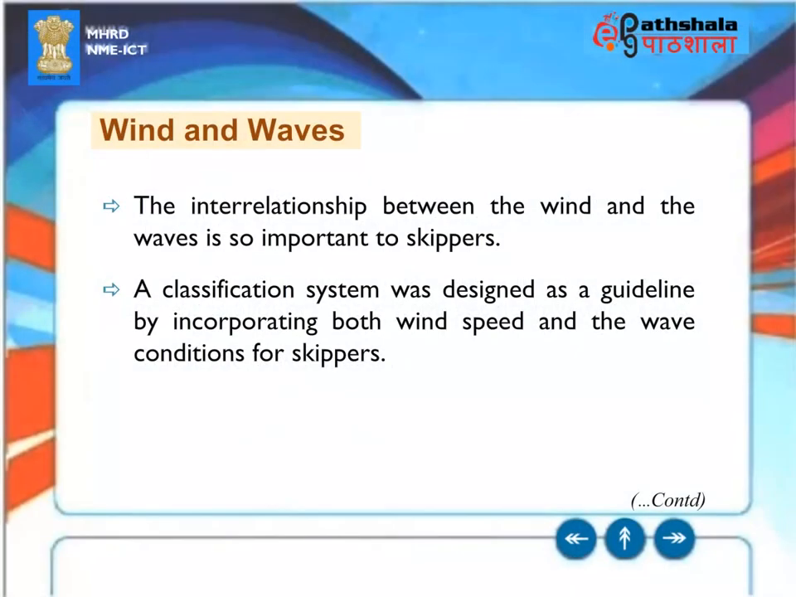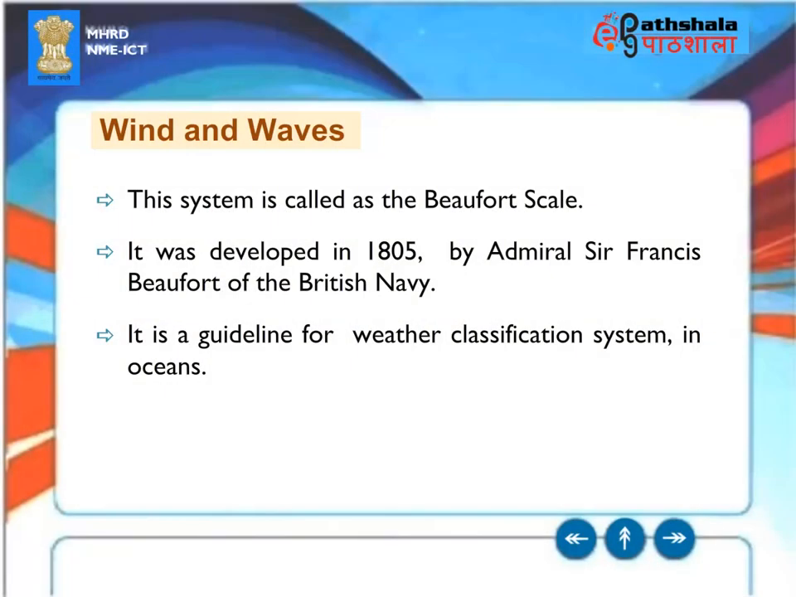Wind and waves. The interrelationship between the wind and the waves is very important to skippers. A classification system was designed as a guideline by incorporating both wind speed and the wave conditions for skippers. This system is called the Beaufort scale. It was developed in 1805 by Admiral Sir Francis Beaufort of the British Navy. It is a guideline for a weather classification system in oceans.